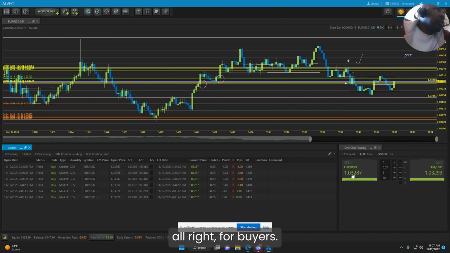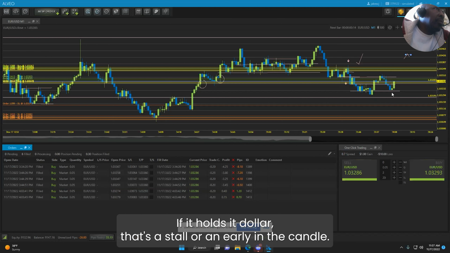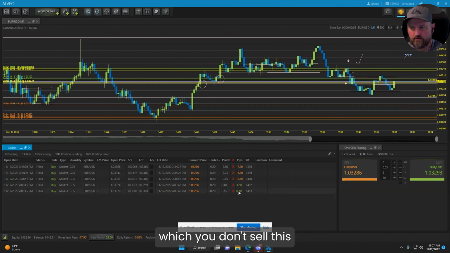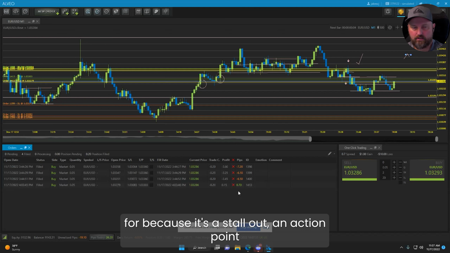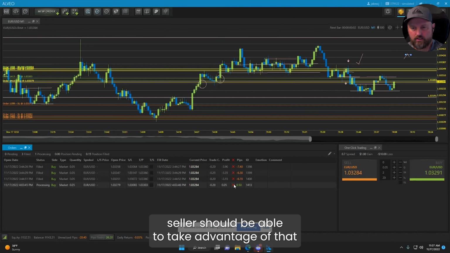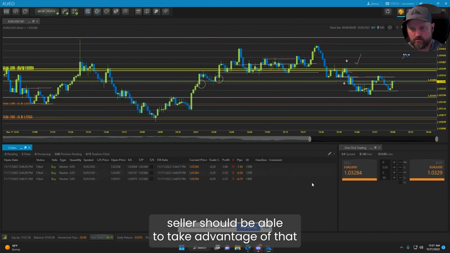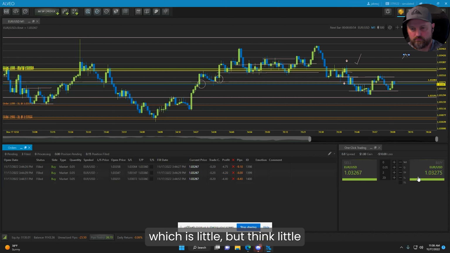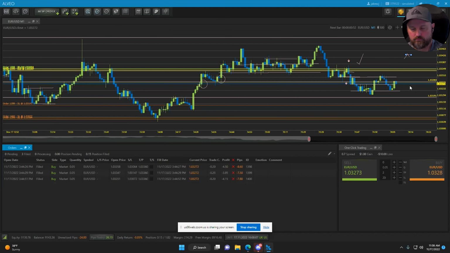All right, so that was good for buyers. Let's see if it holds. It's a stall, and you're late in the candle. So if you have profit, which you don't, you might take it. But because it's a stall at an action point, sellers should be able to take advantage of that for a test of that blue line, which is little, but hey, little.